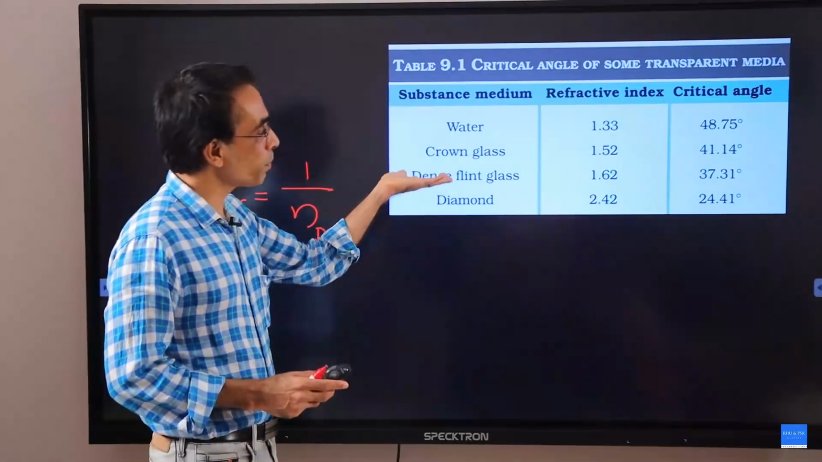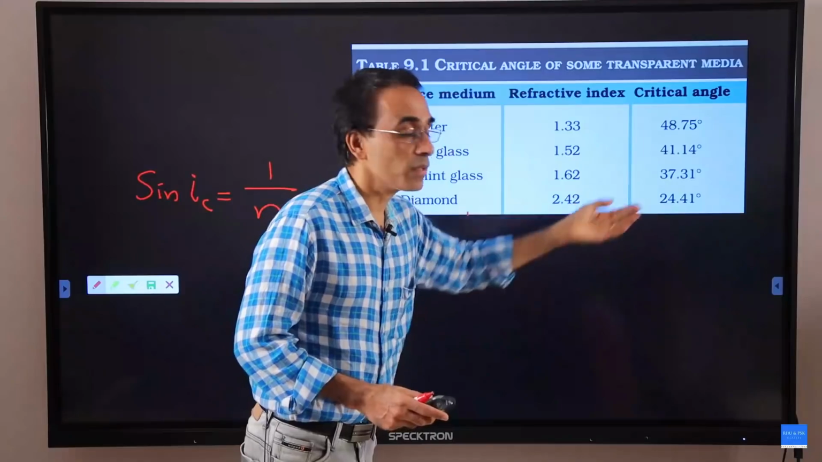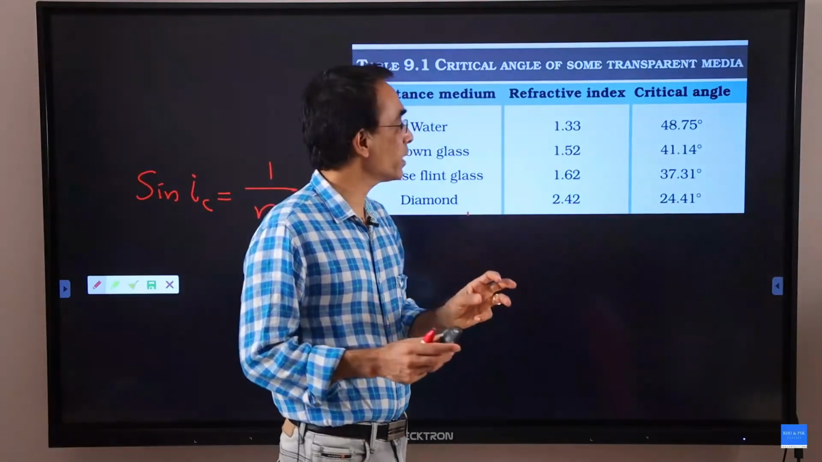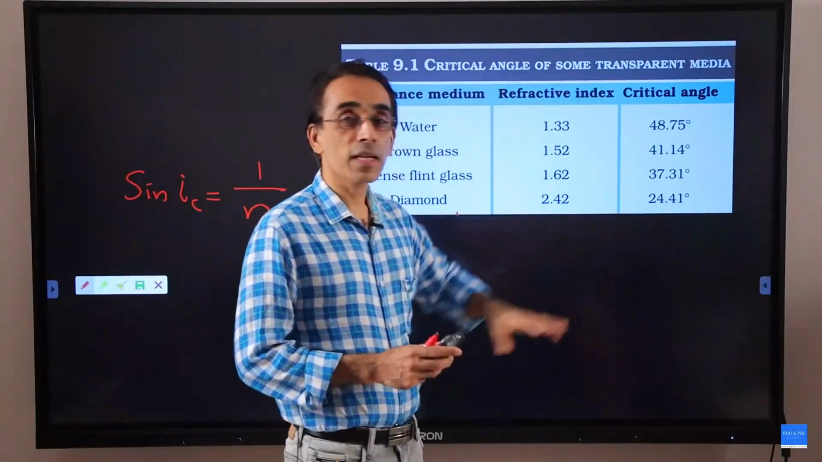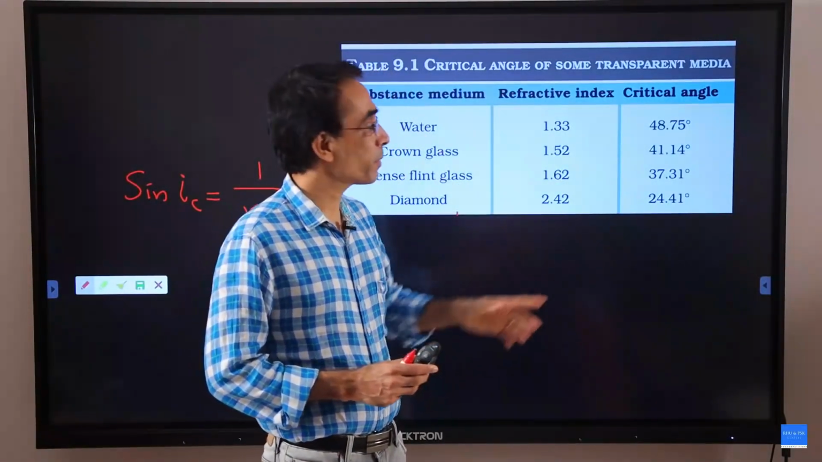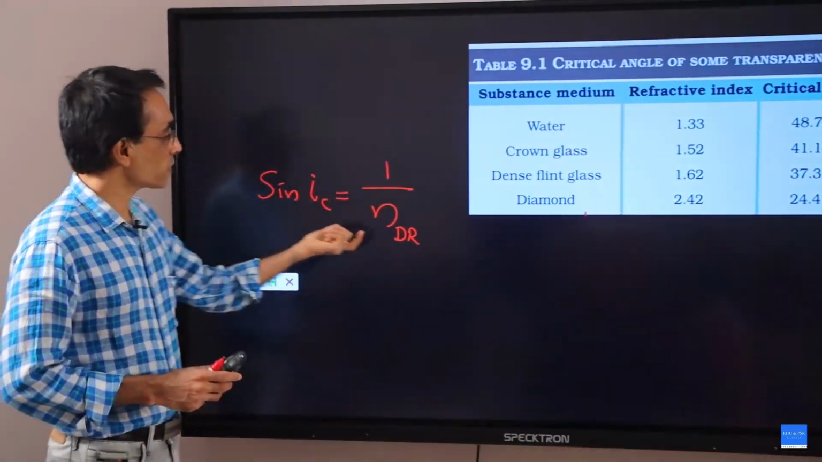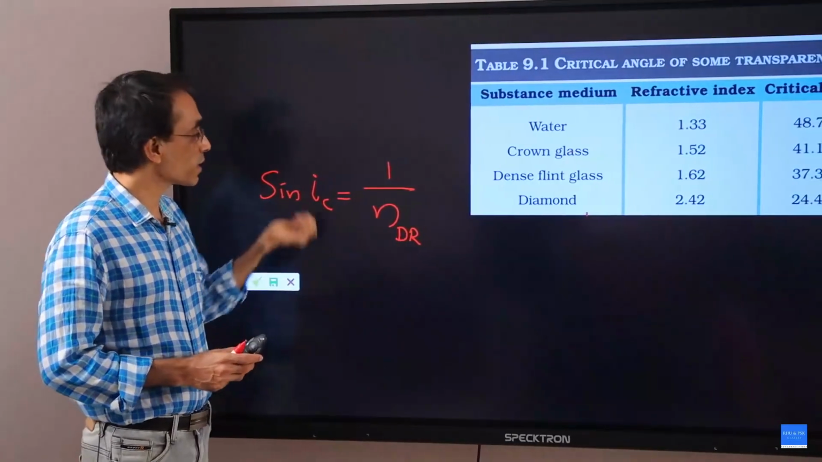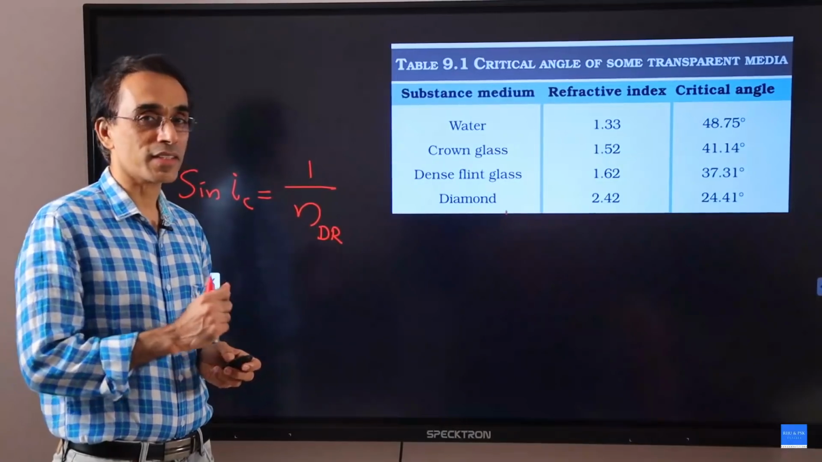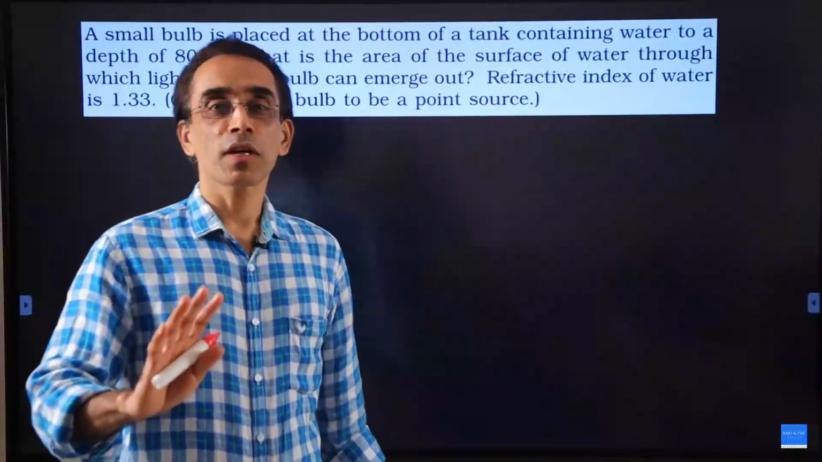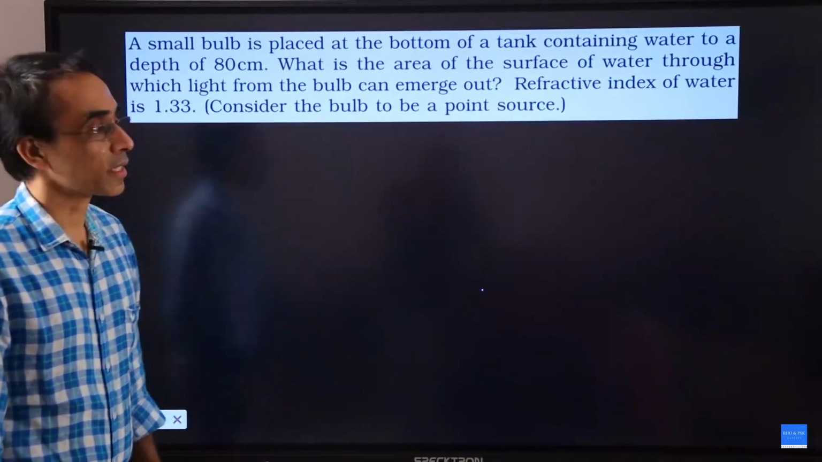And you can see there are two major types of glasses, crown glass and dense flint glass. The refractive indices are slightly different. The critical angles are also different. Normal glasses we take as approximately 42 degrees, because it's 41.14 for crown glass. So as the refractive index increases, critical angle decreases, and this is useful. We will see that. This is a question based on total internal reflection, which is there in the exercise part of your NCERT textbook.